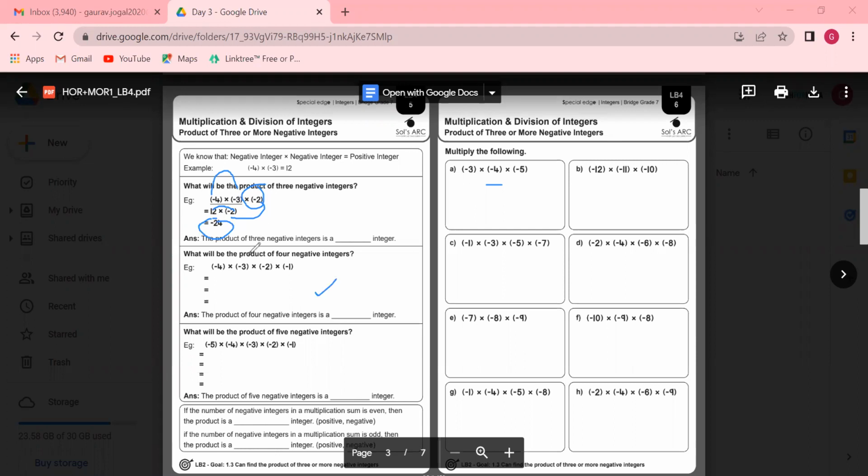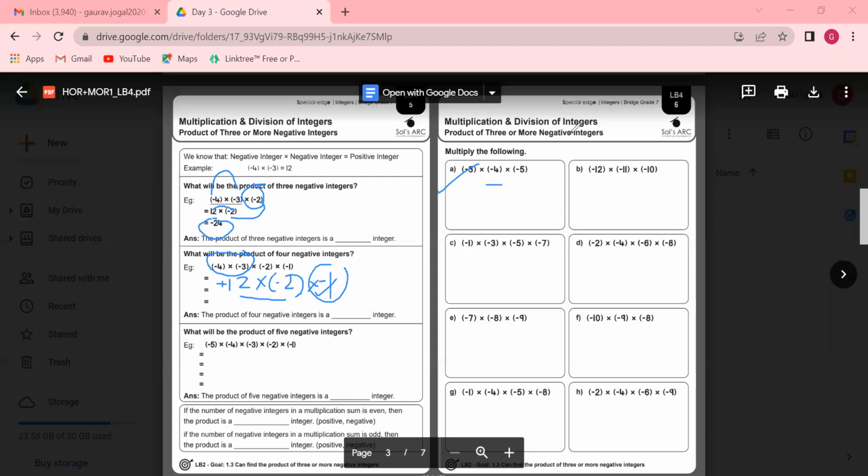Similarly, if you do here, first two is the answer. This will be plus 12, right? Into -2 into -1, right? Then you will multiply these both and then its answer with this. This is the way you're going to solve this, and similarly this sum.